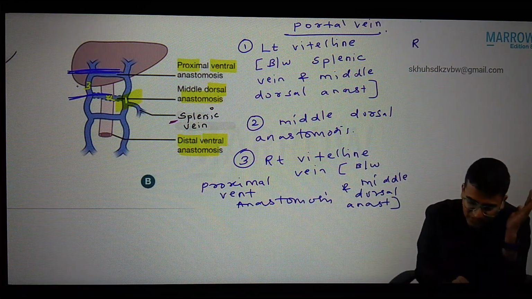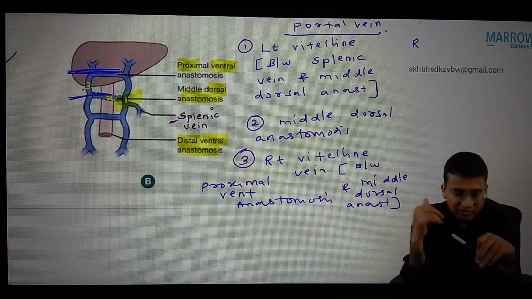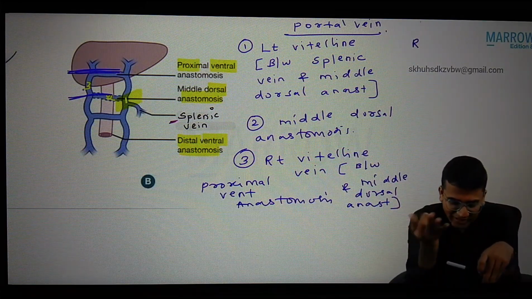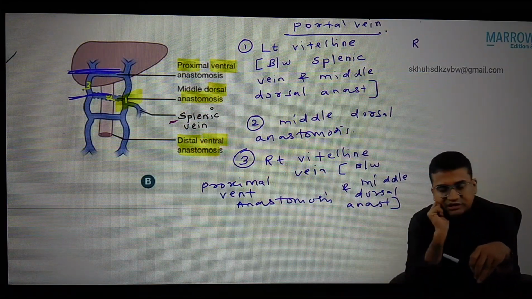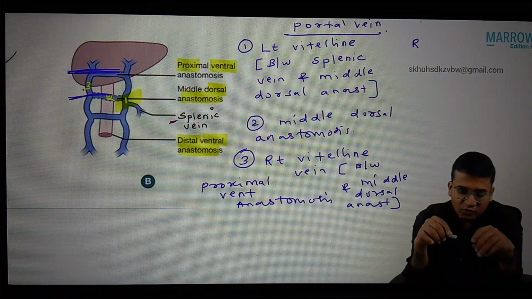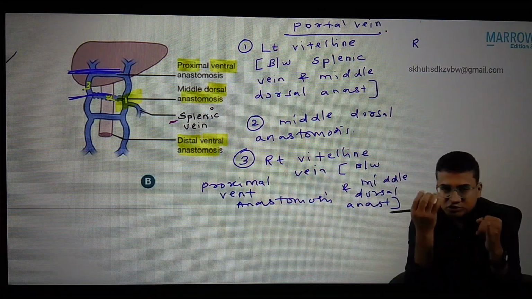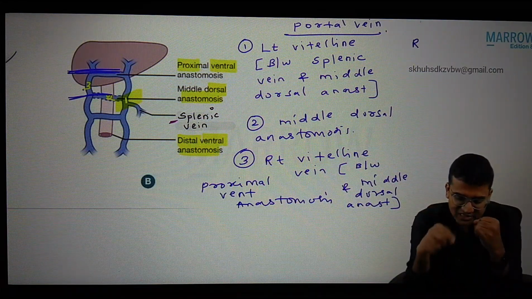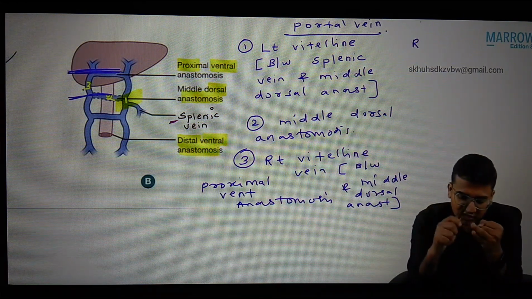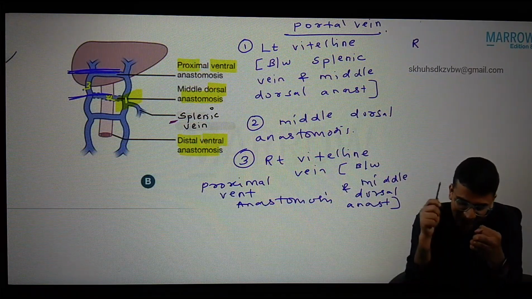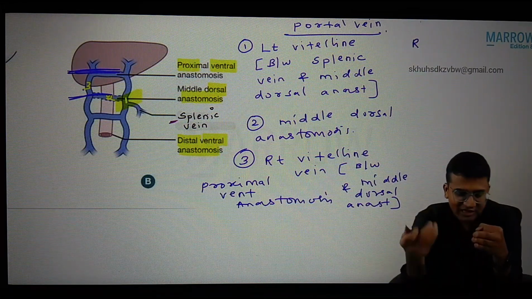Okay, so number 3 is the right vitelline vein. That is a major part. The major contribution to the portal vein is given by right vitelline vein only. So right vitelline vein, number 3, that is present between proximal ventral anastomosis and the middle dorsal anastomosis. Now these 3 form the portal vein. So portal vein derived from, number 1, the left vitelline vein, small contribution that is present between the splenic vein and middle dorsal anastomosis. Number 2, middle dorsal anastomosis. Number 3, right vitelline vein that is present between middle dorsal anastomosis and proximal ventral anastomosis.